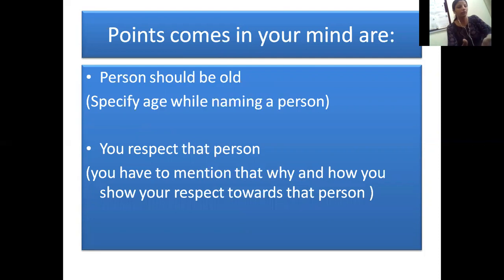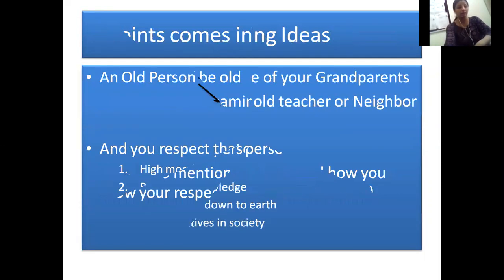The second thing is that you should respect that person. You have to specify in your cue card that yes, this is a person whom I respect, and that is the reason why I respect them. You have to mention why and how you show your respect towards that particular person.